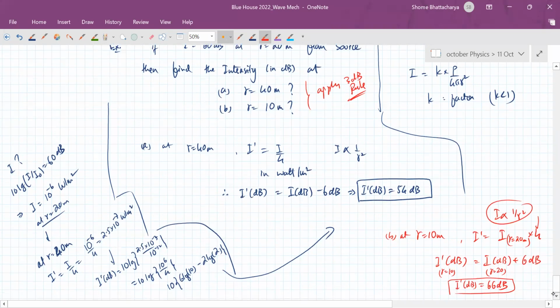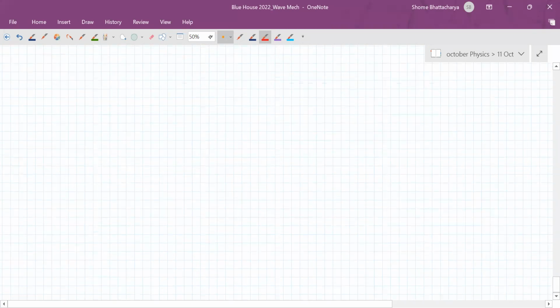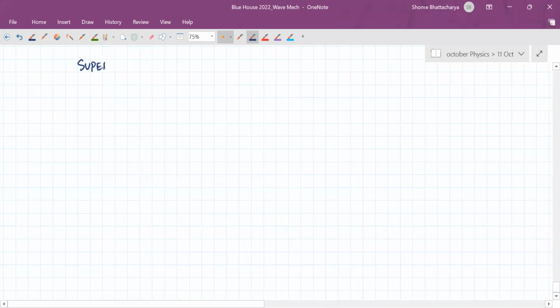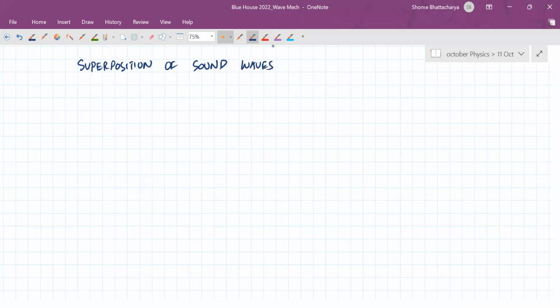So this completes the basic things about sound waves. Now next we will come to superposition of sound waves. So as usual, we'll start with interference. Okay, Jagannath, I'll scroll up.